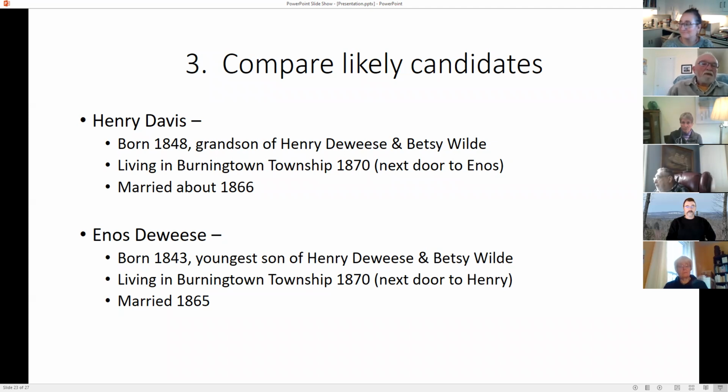The other man is Enos Deweese, who was the youngest son of Henry Deweese and Betsy Wild. He was born in 1843, and he was living next door to Henry at the time. And the interesting thing here is that he's actually Henry's uncle, even though he was only 5 years older, because he was the last of the Deweese children. And he was married in 1865, so he too was married at the time that Jane was conceived.